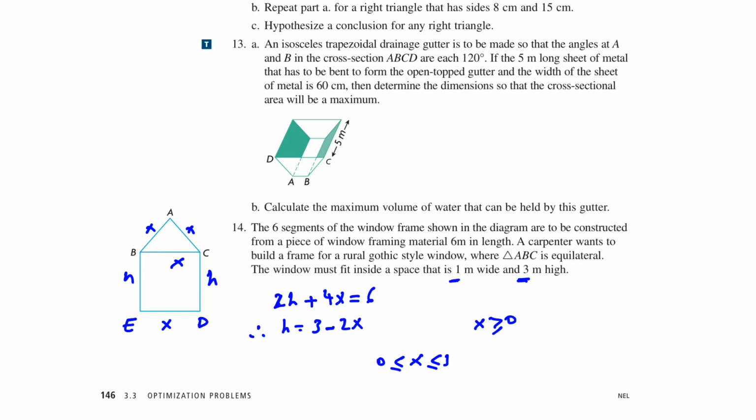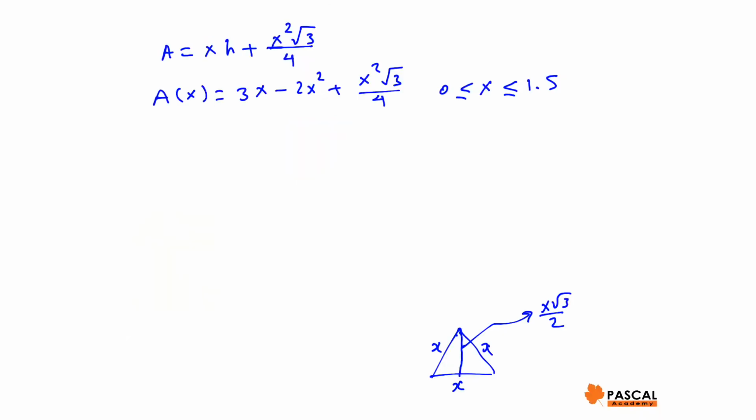Now we write the area, which is xh plus x² root 3 over 4. If the three sides of an equilateral triangle are x, then the height would be x root 3 over 2. Therefore, the area is x² root 3 over 4. From here, area is 3x minus 2x² plus x² root 3 over 4, and x should be between 0 and 1.